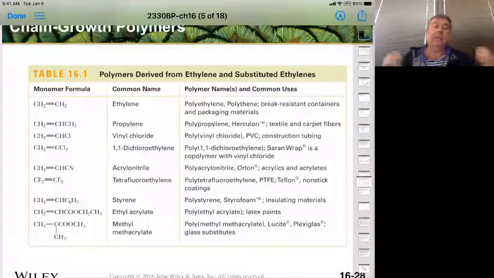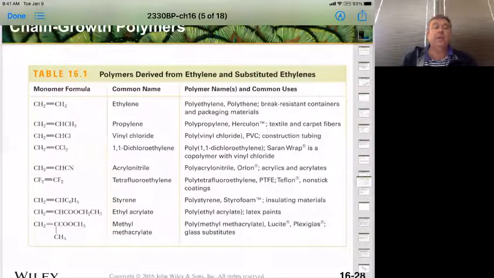PVC is like PVC pipes that you see for construction and tubing. It's also used in very soft, flexible pipes, like in a bar where you put kegs on it, you have these transparent pipes. Those are PVC, but they have things added to them to make them soft.